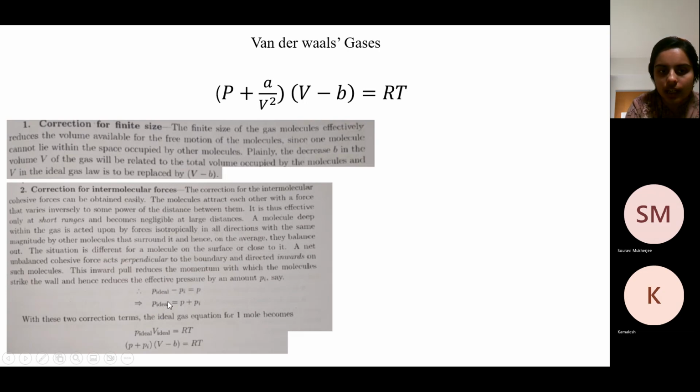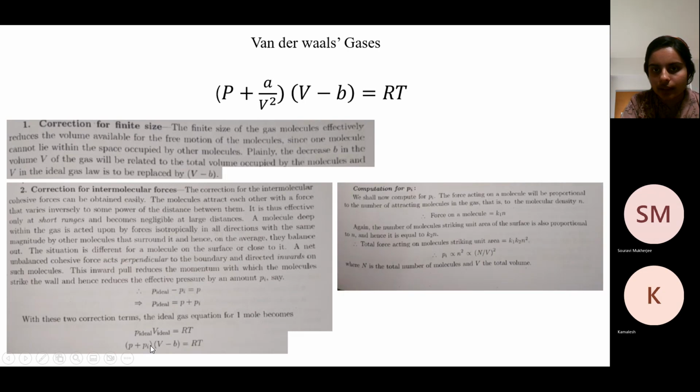What happens is that because of that interaction or the inward pull, the momentum with which the molecules strike the wall will be less. So that's why your P ideal is actually the P real plus some term which comes because of these interactions. If you include this in the expression for the ideal gas, you will have this P plus Pi term.